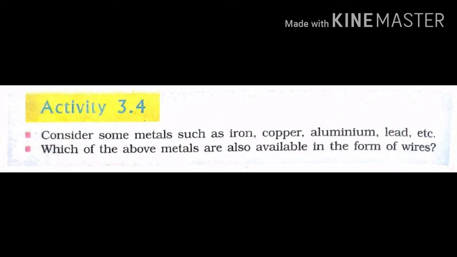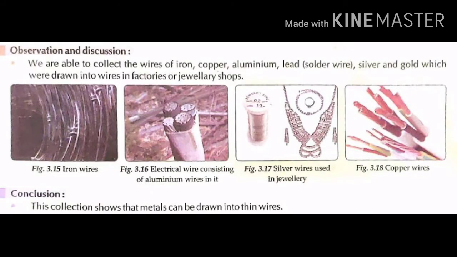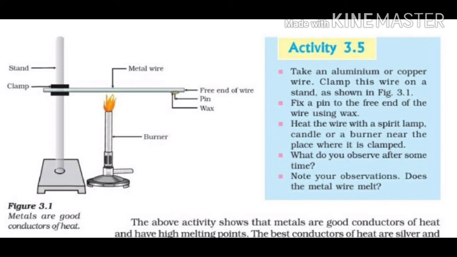Activity 3.4. Consider some metals such as iron, copper, aluminium, lead, etc. Which of the above metals are also available in the form of wires? We are able to collect the wires of iron, copper, aluminium, lead, silver and gold, which were drawn into wires in factories or jewelry shops. From that we conclude this collection shows that metals can be drawn into thin wires. The ability of the metals to be drawn into thin wires is called ductility.